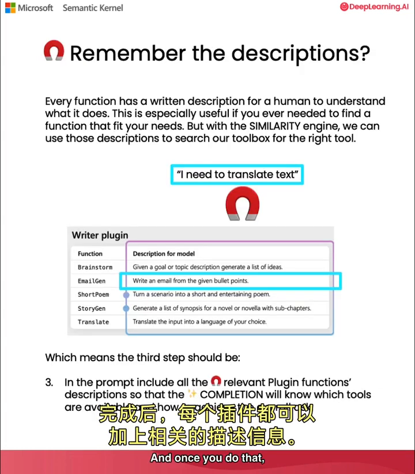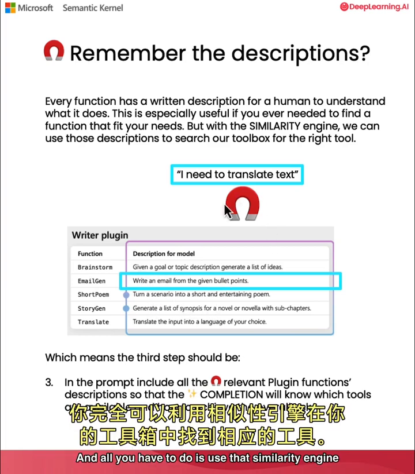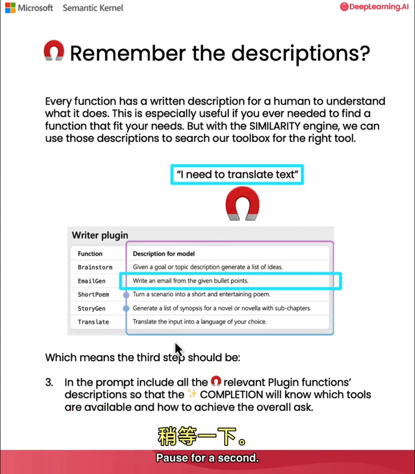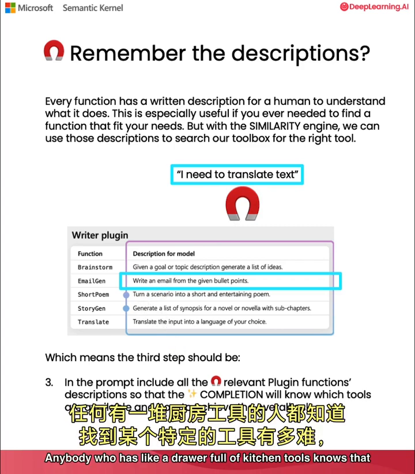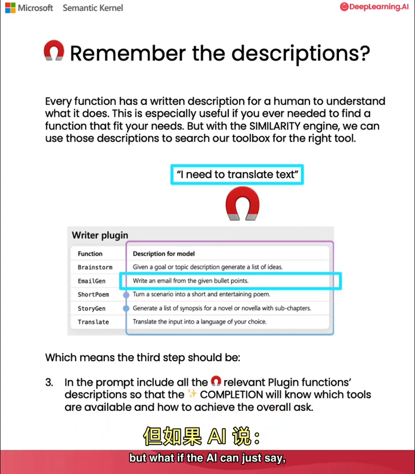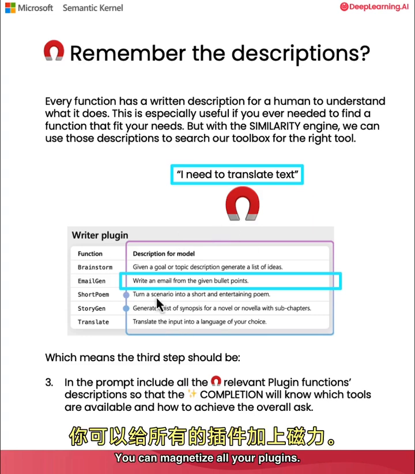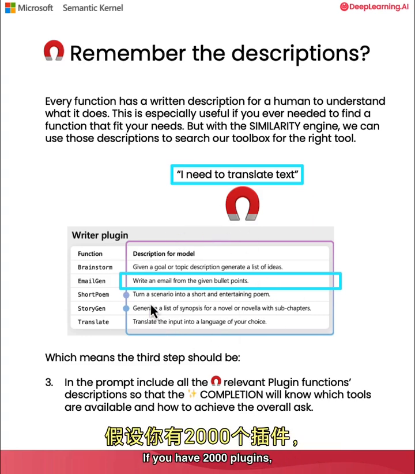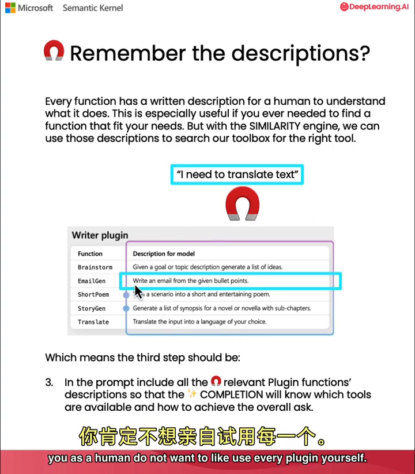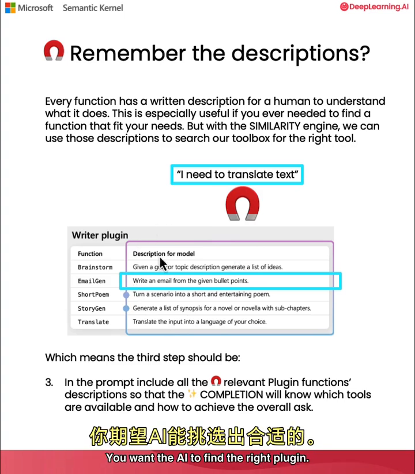And once you do that, each plugin will have a description of some form. And all you have to do is use that similarity engine to find the different tools in your tool bucket. Pause for a second. Anybody who has a drawer full of kitchen tools knows that it's hard to find the whatchamacallit, but what if the AI can just say, I need something that opens cans, and then voila, the tool appears. That's what happens when you have the similarity engine. You can magnetize all your plugins. If you had 2,000 plugins, you as a human do not want to use every plugin yourself. You want the AI to find the right plugin.